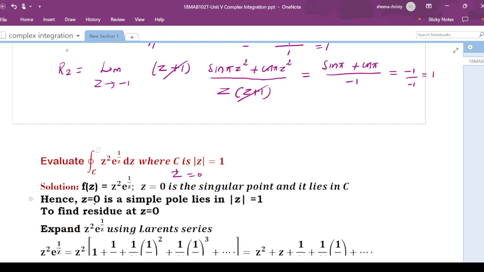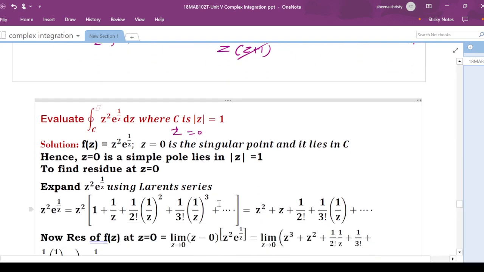So therefore, here z equal to 0 occurs only one time, so it is a simple pole which lies in mod z equal to 1. Now to evaluate this by making use of Cauchy's residue theorem, we have to get the residue at the point z equal to 0 which lies inside mod z equal to 1. So before that, since the function is given in this form, we are expanding the power series. We know already the formula for e power 1 by z. It is 1 plus 1 by z plus 1 by 2 factorial into 1 by z square plus 1 by 3 factorial into z cube, etc.